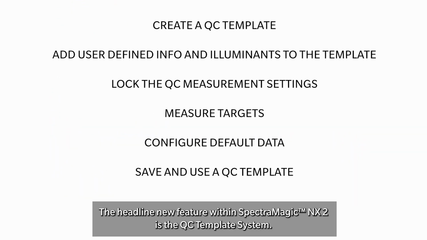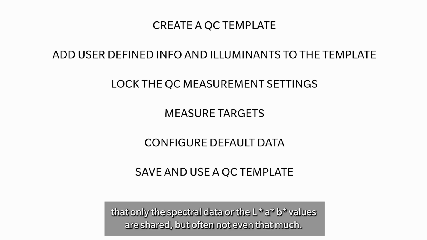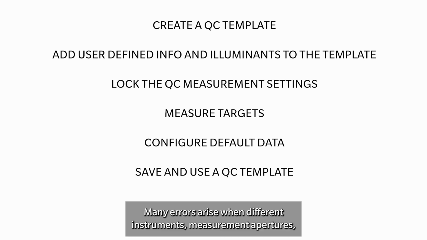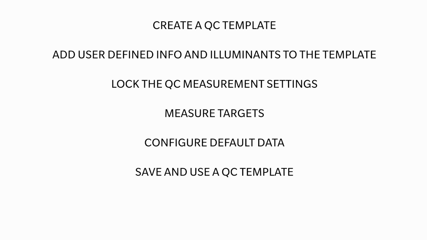The headline new feature within SpectraMagic NX2 is the QC template system. It's not uncommon when a target colour or colour standard is communicated, specified or shared with suppliers that only the spectral data or the L*, a*, b* values are shared, but often not even that much. Many errors arise when different instruments, measurement apertures or settings are used to measure samples against that target.